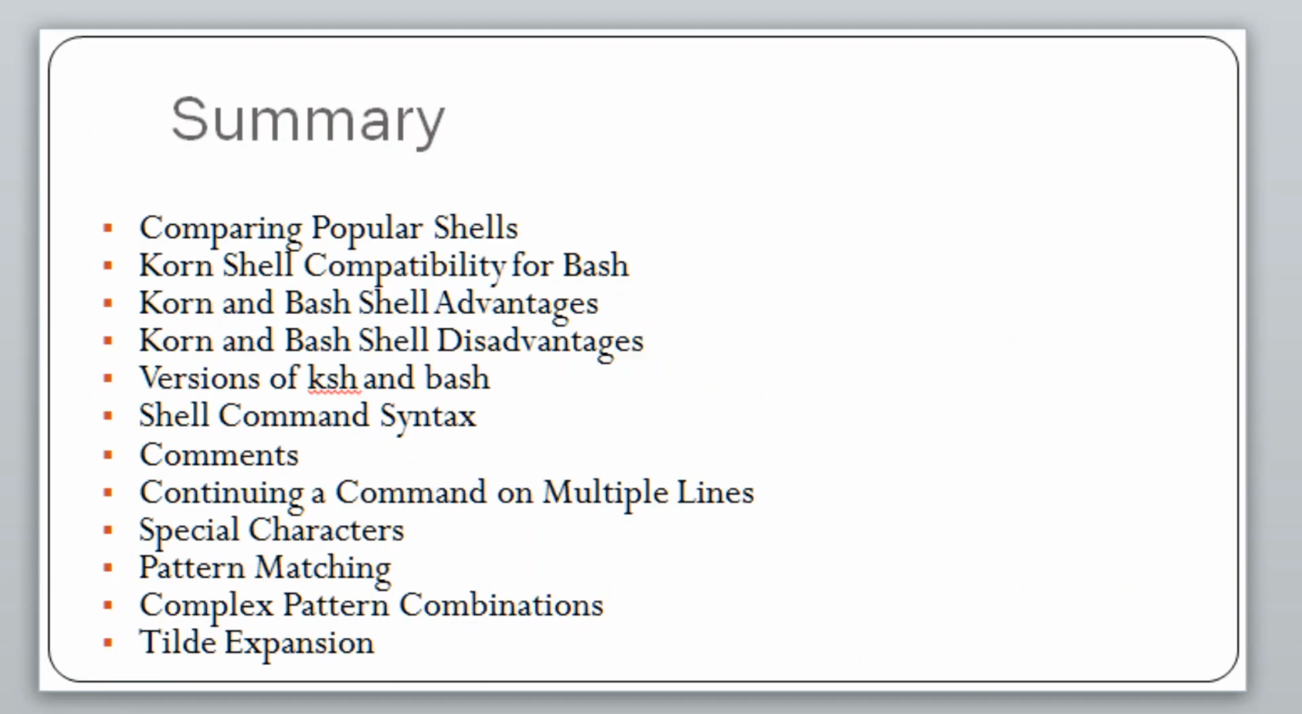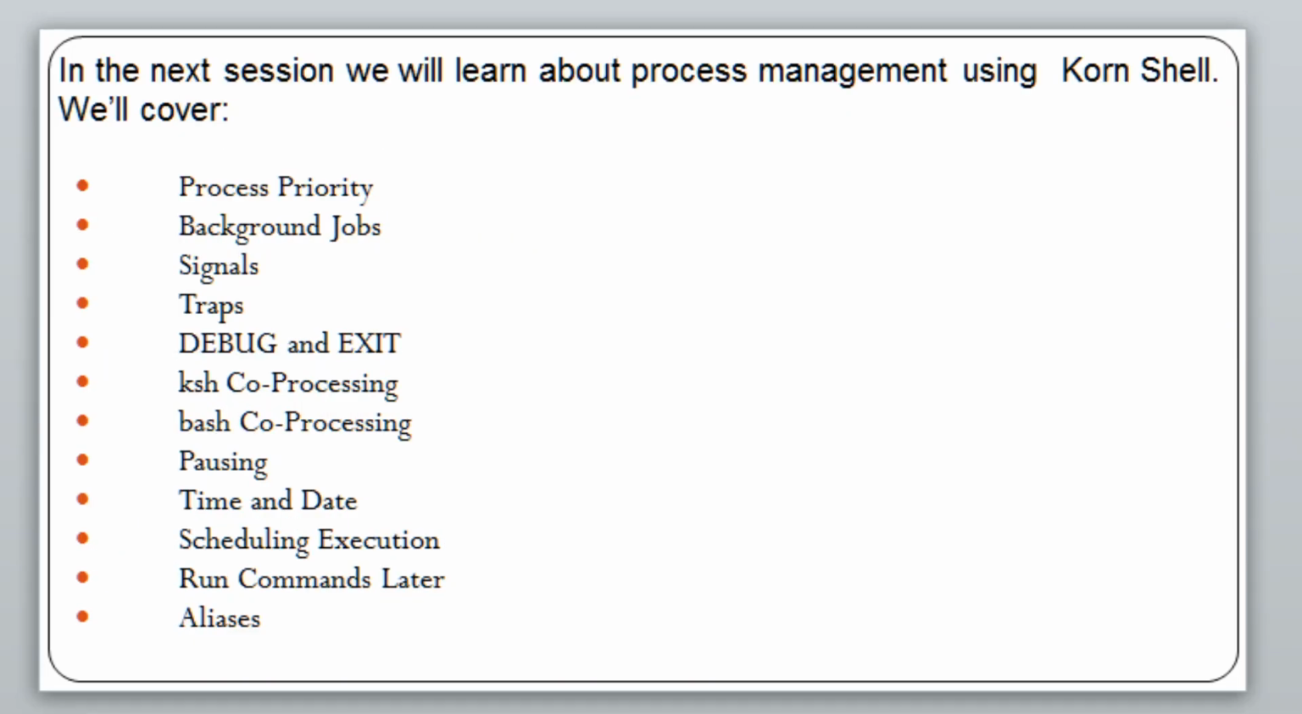So in summary, guys, we talked about comparing popular shells, Korn shell compatibility for Bash, Korn and Bash shell advantages, Korn and Bash shell disadvantages, versions of current shell, Korn shell and Bash shell command syntax, comments, continuing commands on multiple lines, special characters, pattern matching, complex pattern combinations, and tilde expansion. Next session, we're going to go over process priority, background jobs, signals, traps, debug and exit, Korn shell coprocessing, Bash coprocessing, pausing, time and date, scheduling execution, run commands later, and aliases.